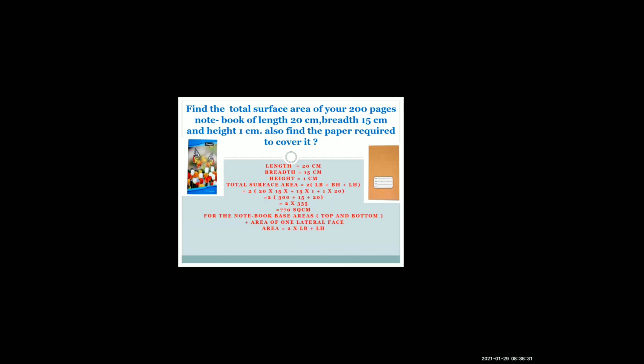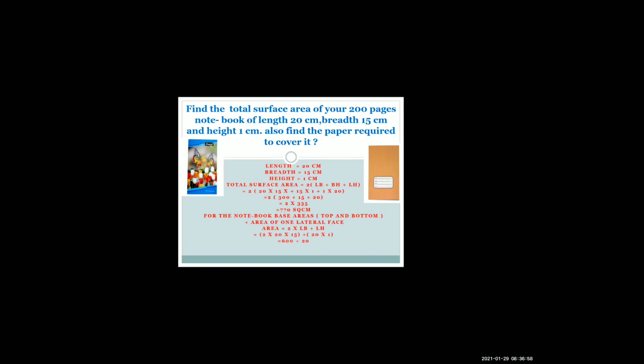So for top and bottom, it is 2 into L into B, length and breadth of the notebook. And one rectangle on the left hand side, that is LH, length into height, the longer side into the height. Understand this. If you see your notebook, you will understand it. So 2 into length into breadth plus LH will give you 2 into 20 into 15 plus 20 into H.